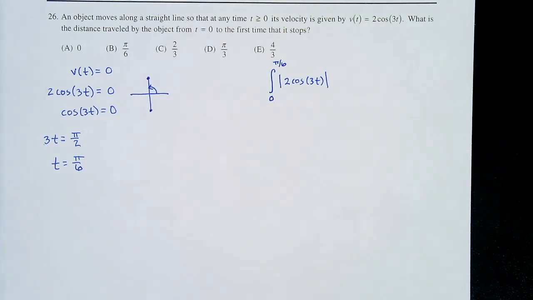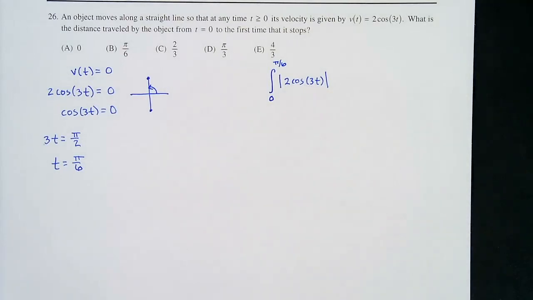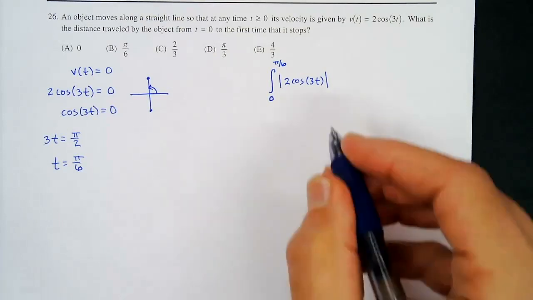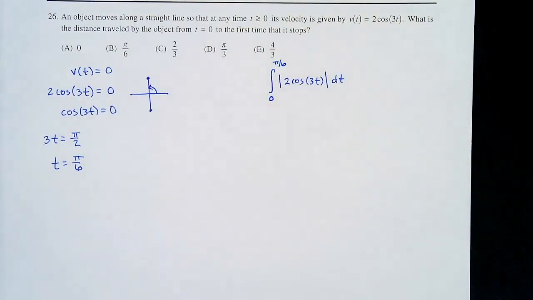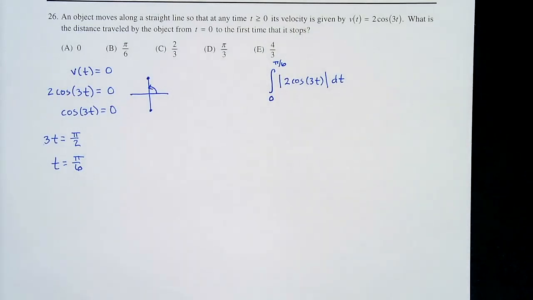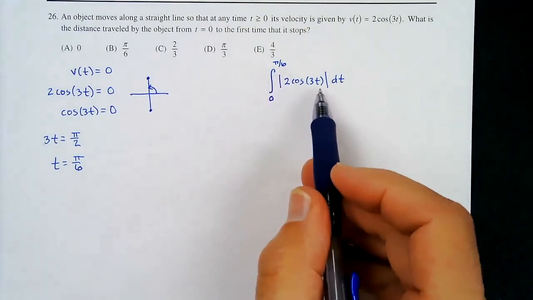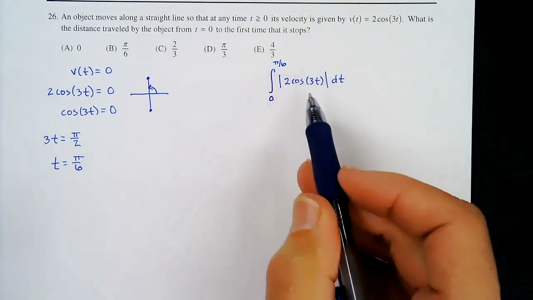But what we need to realize is that 2 cosine of 3t is going to be positive in this interval from 0 to pi over 6. Okay, so that means we really don't need, and then dt, sorry, we need the dt here. We really don't need the absolute value in this case because it's already positive. Okay, so we only need the absolute value when the function drops below the x-axis. And so from 0 to pi over 6, that's not going to happen here.